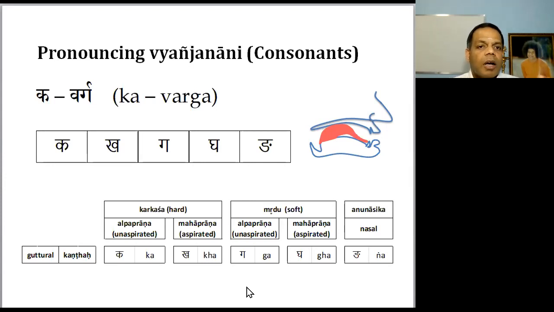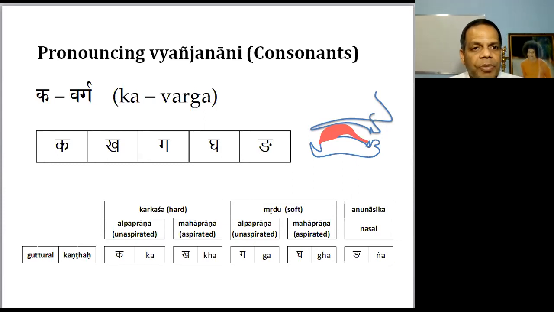Okay, so the ka, kha, ga, gha. Shall we? I will say, I think you can practice it again. Ka, kha, ga, gha. Okay, and the fifth one is the nasal sound.